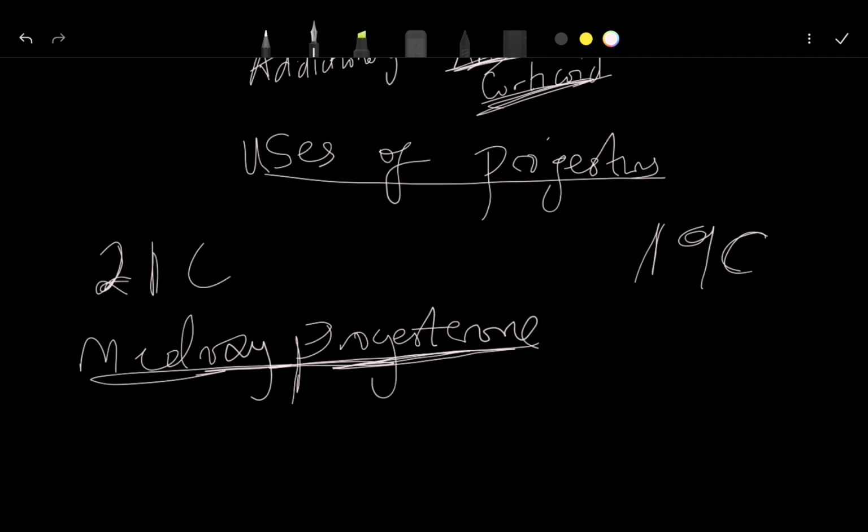Then again, apart from endometriosis, under this ovarian suppression we can also use them for abnormal bleeding. We can also use them for dysmenorrhea, that is painful menses. So those are some of the uses we can use them for.